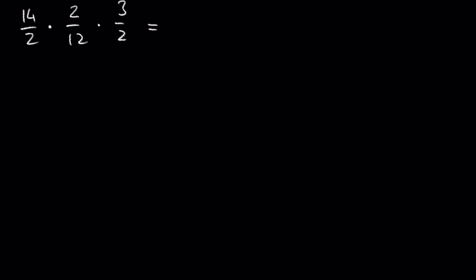14 divided by 2 is 7, and 2 divided by 2 is 1. 12 divided by 2 is 6, and 2 divided by 2 is 1. 6 divided by 3 is 2, and 3 divided by 3 is 1. There are many ways to cancel out the numbers. Either way, we get 7 over 4.